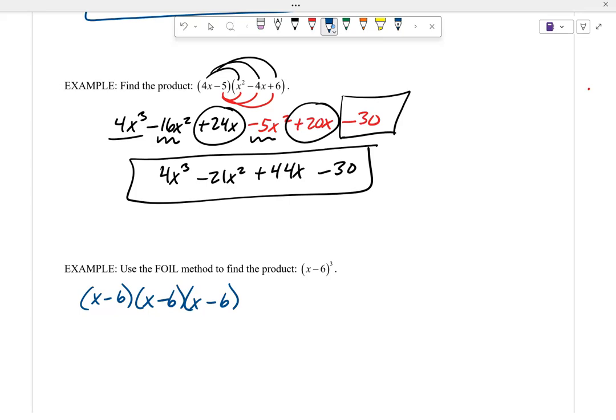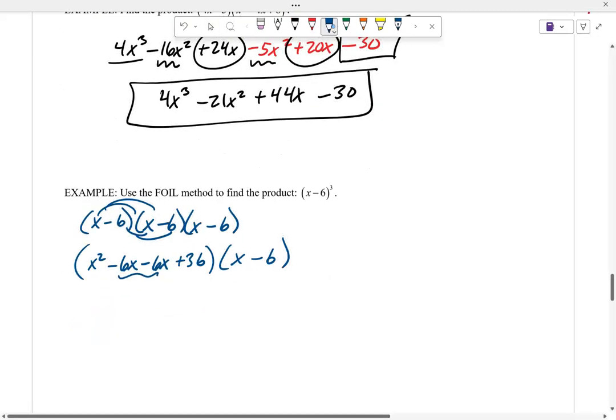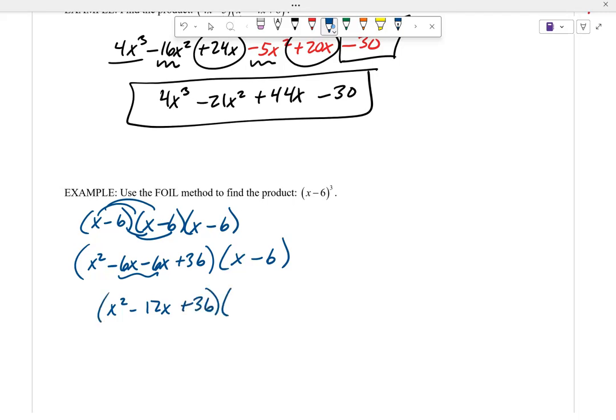So what I like to do is go ahead and FOIL those two first. So I got x squared minus 6x minus 6x. Negative 6 times negative 6 plus 36. I'm going to combine those. Remember, I still have an x minus 6 over here. So let me combine those like terms. So I get x squared minus 12x plus 36. That's being multiplied by x minus 6. Now I'm going to take that x through to everybody, and then I'll take that negative 6 through to everybody. Oops. I'm going to do green here.